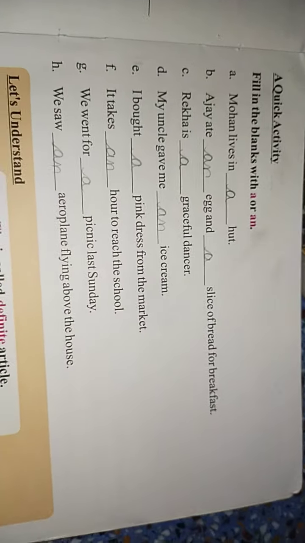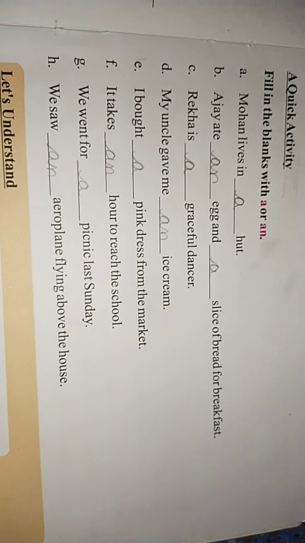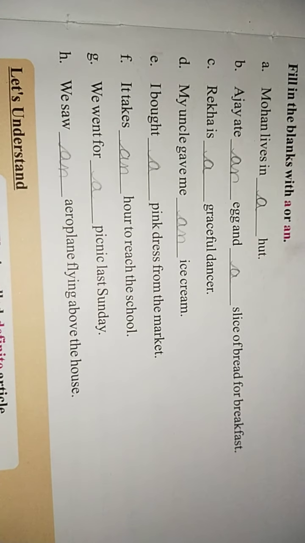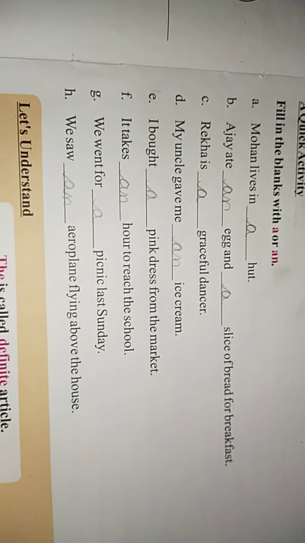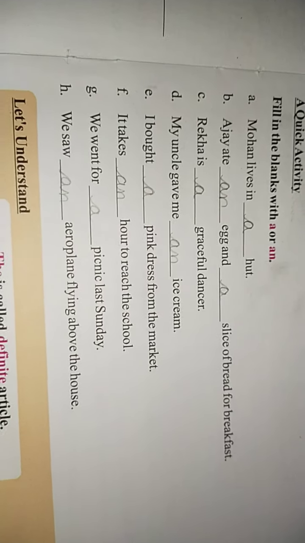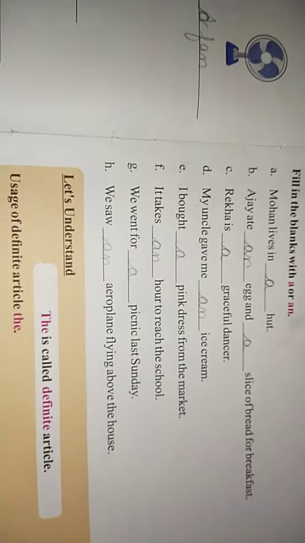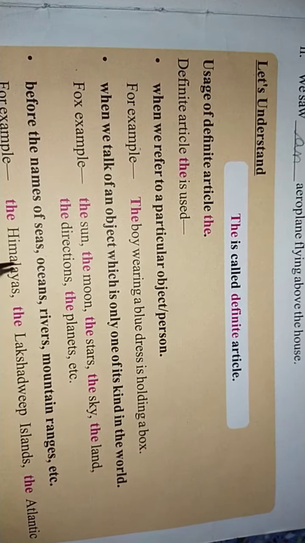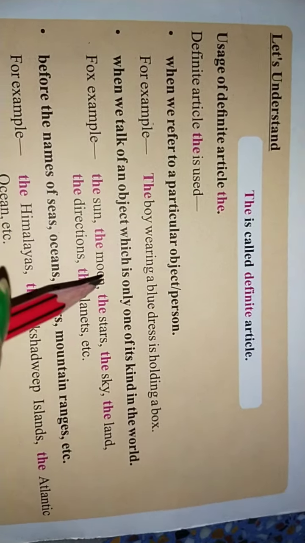So in this activity we have used an before the words which are starting with vowels a, e, i, o and u, and we have used a for the words which are in singular form and which are also starting with consonants. Okay, now coming to the article the, which is called the definite article. Now, the usage of the definite article the.